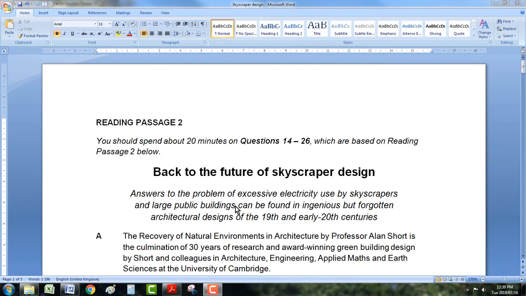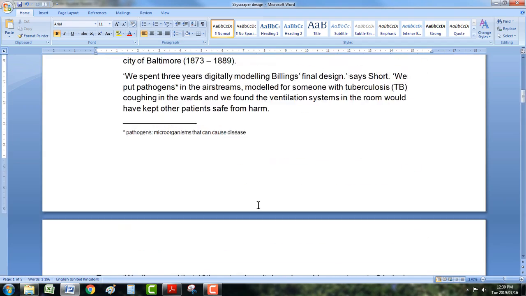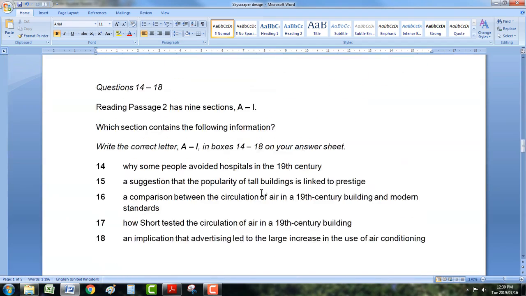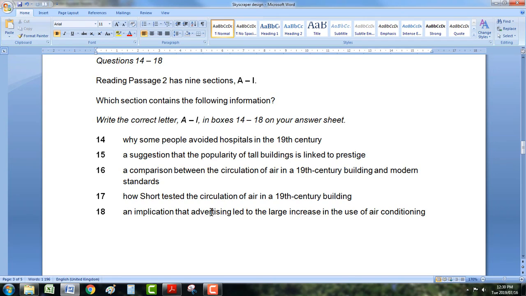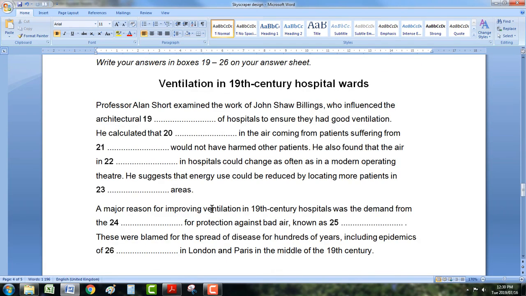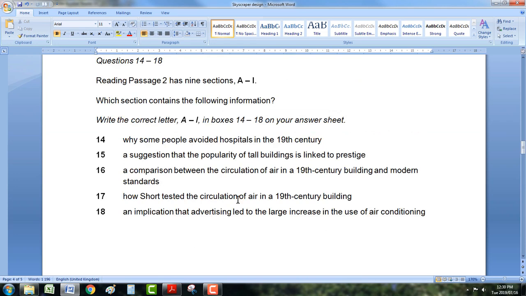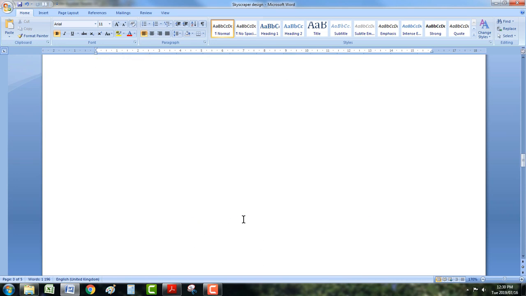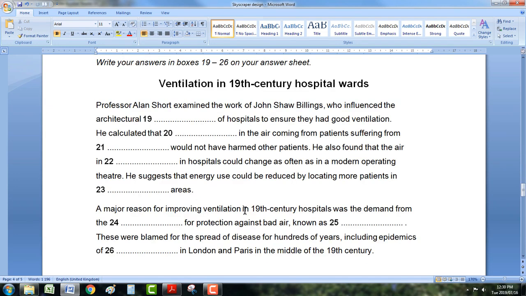Okay, so reading passage 2, I think it's test 2. So back to the Future of Skyscraper Design, what do we have? Find the information, which paragraph, and actually quite a nice big summary. I like to see this because these are usually slightly easier. So of course we're going to do the summary first, and hopefully that information will help us with one or two of those. Sometimes does, sometimes doesn't.